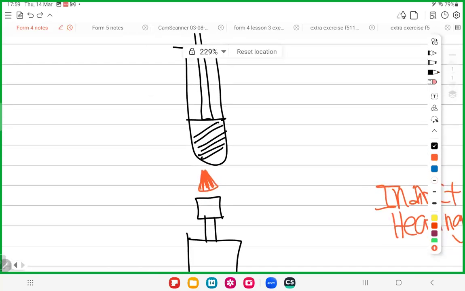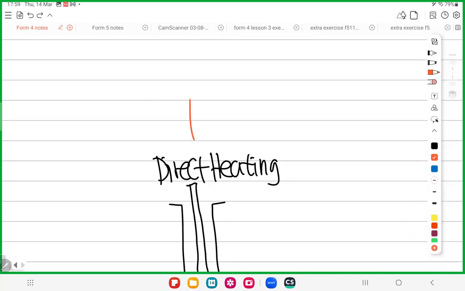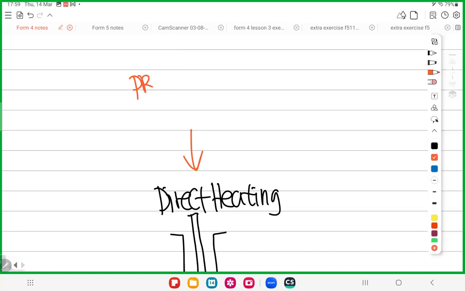Because if, let's say, the fire is heating here, this area is very hot, and this area is not so hot. You don't want one area very hot and one area not very hot. You hope all the area is equally hot. So when you do direct heating, there will be a problem. The problem is you will have uneven heating. Uneven heating means the heating is not balanced.